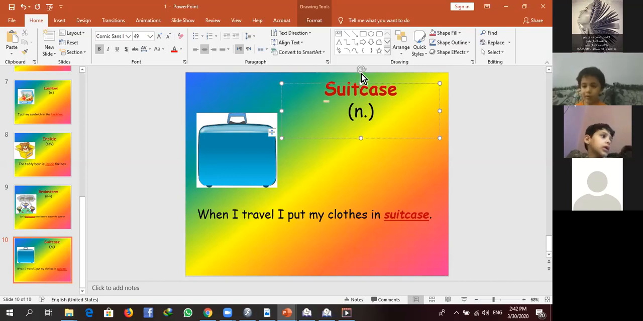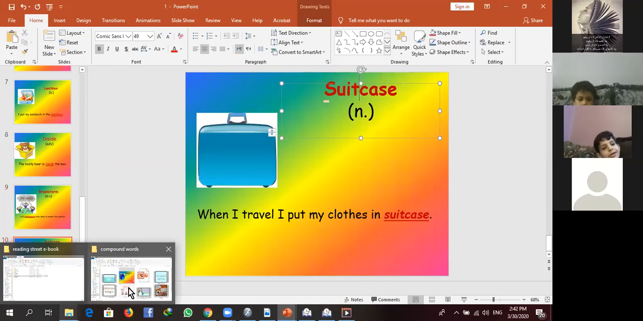So when we put suit and case together, the new word is suitcase. So the suitcase is the big bag. We use it when we travel. We put our clothes and everything inside it, and just take it away and travel to another place. This picture shows what? Suitcase. So what's this, Manwer? Suitcase. What's this, Omar? Suitcase. What is this, Ali? Suitcase. Very well. Okay.